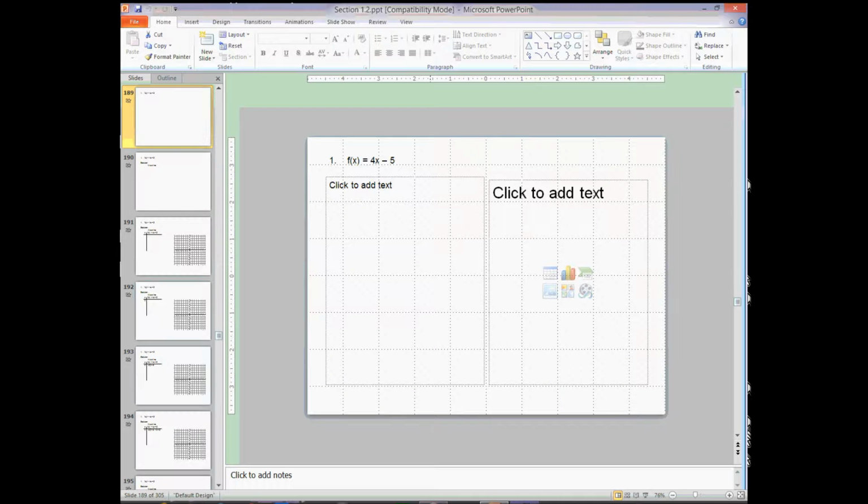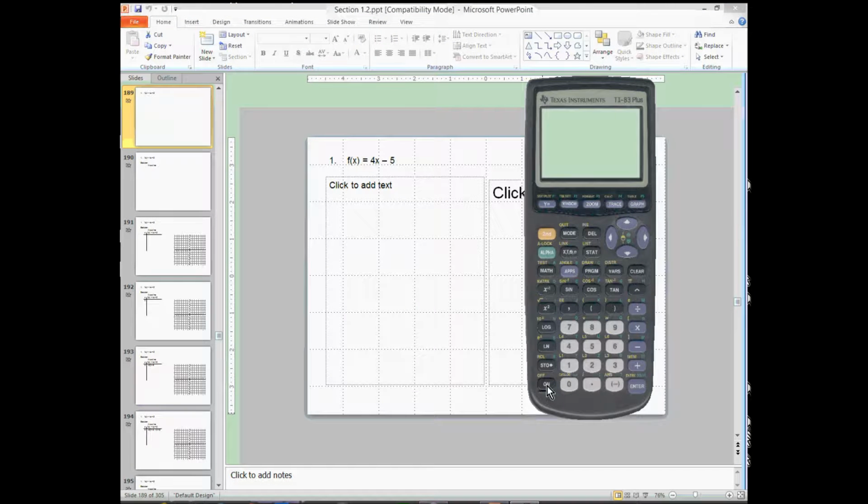If we give it to our calculator, we'll turn it back on. Do your y equals. You're looking at 4x minus 5. 4x minus 5, and then just say graph. Remember, in D2L, it would be multiple choice, so you look for one that kind of matches that.